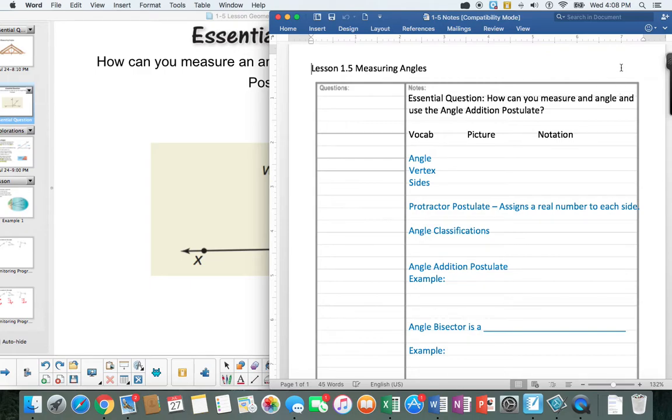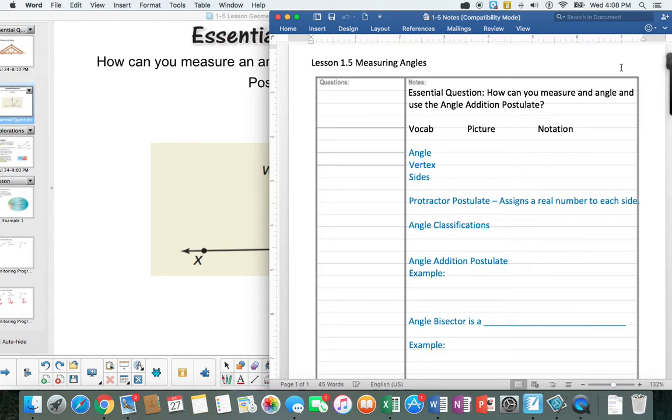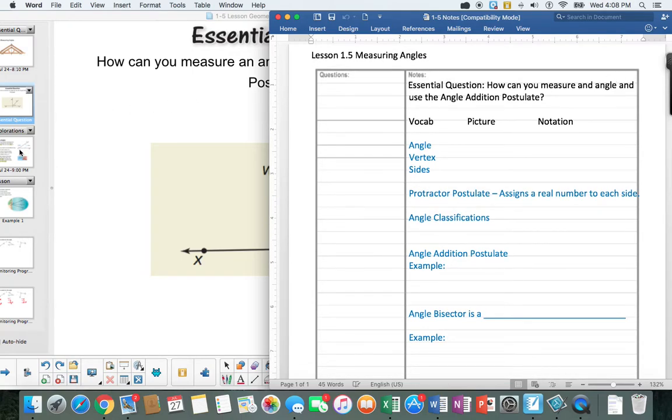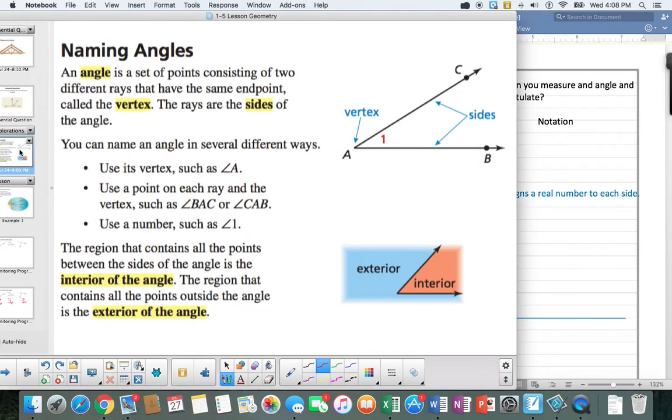We are going to have vocabulary, we're going to have a postulate, actually two postulates, and a definition. Leave room for some examples. Naming angles. So this first vocabulary word, and you need to draw the picture.